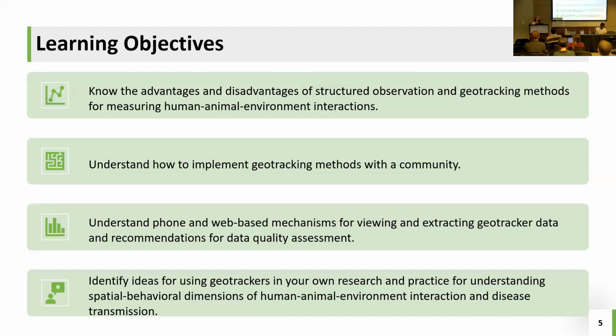So the learning objectives that we want to go through for you today are for you to understand the advantages and disadvantages of structured observation and geo-tracking methods for getting at these human-animal environment interaction dynamics. Start to understand a little bit about how to implement geo-tracking methods with the community. We're going to also provide some hands-on activities related to learning how to use the phone and web-based mechanisms for viewing and extracting geo-tracker data, and provide some recommendations for improving data quality of the information you obtain. And then last, we want to end with much more of an open brainstorming exploratory discussion around ways that you could potentially use geo-trackers in your own research and practice. Because from a pathogen perspective, these approaches are really disease agnostic.